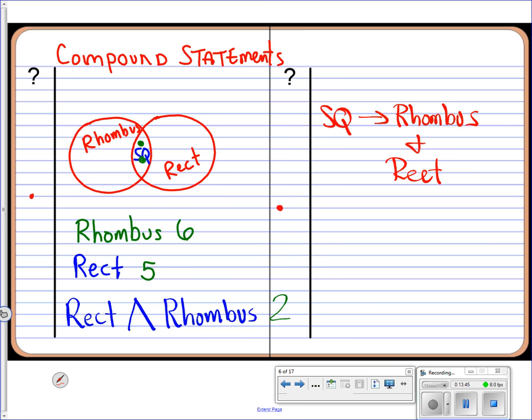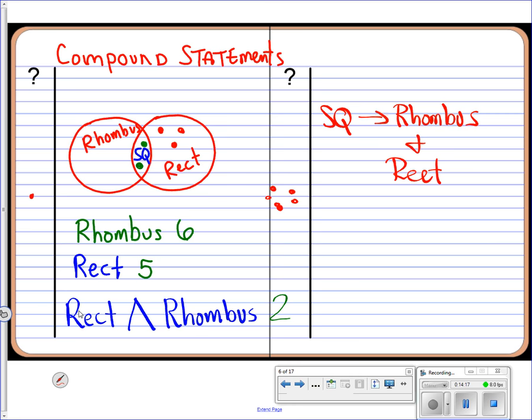Now, according to this information, I have 5 rectangles. Now, careful, I'm not going to put 5 dots over here in the rectangles. That would indicate that I have 5 rectangles and none of them are rhombuses. So don't do that. I have 2 rectangles that are already accounted for there. So what I would do is put 3 more that are just rectangles. Now the combination of these 3 plus these 2 give me 5 rectangles.